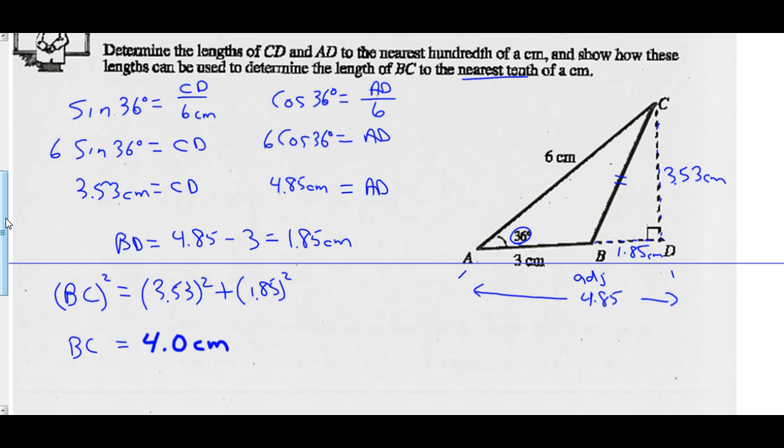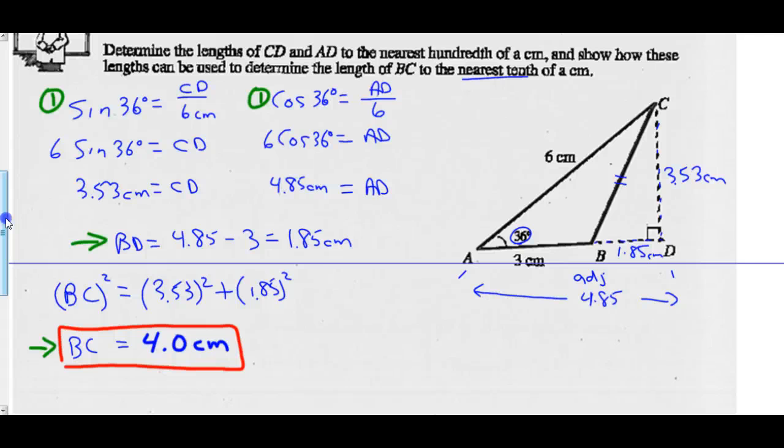So we had to do 3 calculations. We used right angle trigonometry to find length CD. We used right angle trigonometry to find length AD. We subtracted those to figure out the length of BD, and then we had 2 sides in our new right angle triangle. We used those 2 sides to figure out side BC. That's a lot of work. 1, 2, 3, 4 calculations to get our final answer of BC equaling 4 centimeters. Alright. You would think there's got to be a better way. And, of course there is.